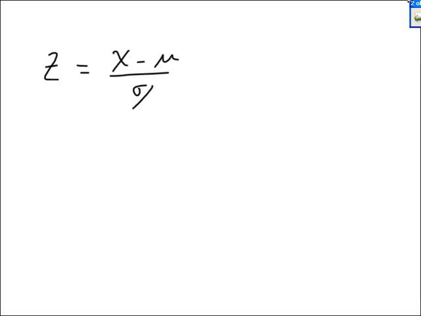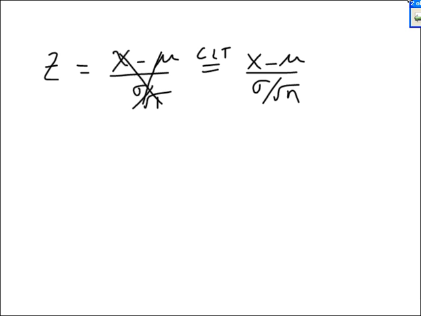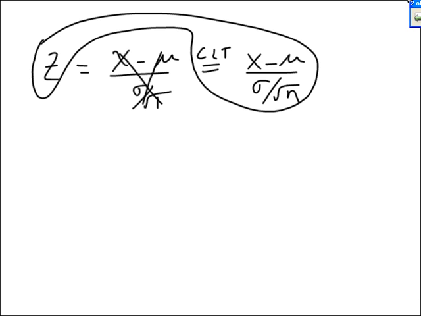Now, you can always divide by 1. You can always divide by 1. And you could think of the 1 as the square root of 1. Well, with the central limit theorem, it becomes x minus mu over sigma over the square root of n. In fact, you can always think of z as being this. Now, what is going on with this additional part?